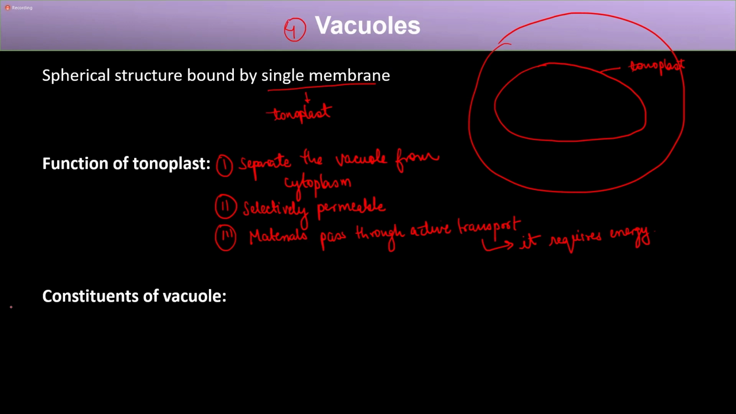Now the next thing is, what are the constituents of a vacuole? So what does a vacuole comprise of? A vacuole majorly comprises of water. Apart from this, it comprises of sap and excretory materials or the waste materials. So these are the constituents of a vacuole.